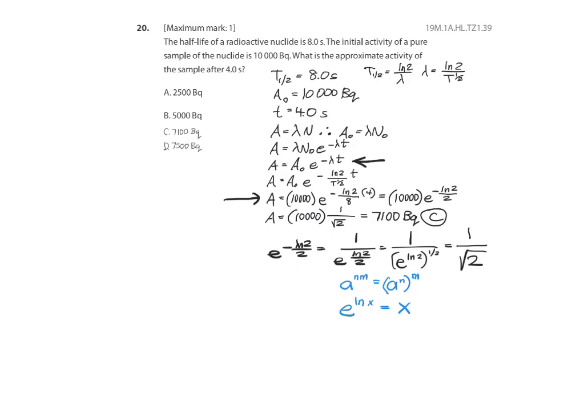The interesting thing is that this also equals sine of 45. So there's a connection here between natural logs and trigonometry. I'll leave that as an exercise for the reader to connect those dots. But that sine of 45 is not relevant, but that is how I got from e to the natural log of 2 over 2 to 1 over radical 2. But anyway, 7,100 becquerels, choice C.